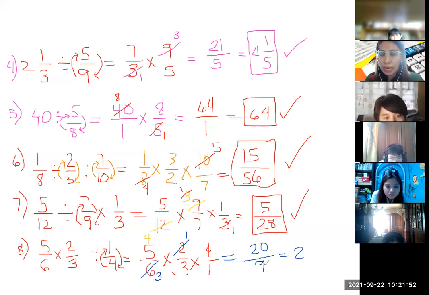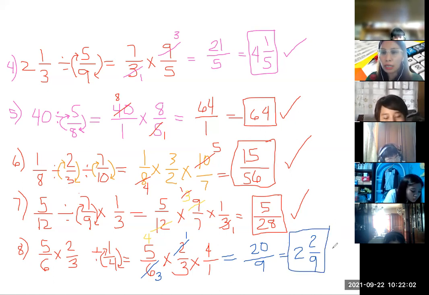2 times 9 is 18. So 20 minus 18 is 2. And then copy the denominator 9. The correct answer for number 8 is 2 and 2 over 9.